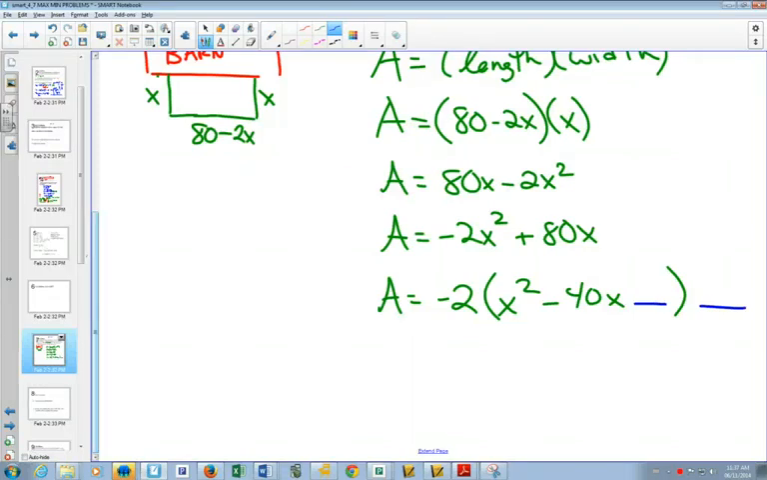What goes in the first blue space? Because I took the -2 out of the first two terms. That's -40x, now it'll be plus 400 because we take that -40, divide by 2, and then square. Now what have I actually done? I've subtracted 800. So now you gotta add 800.